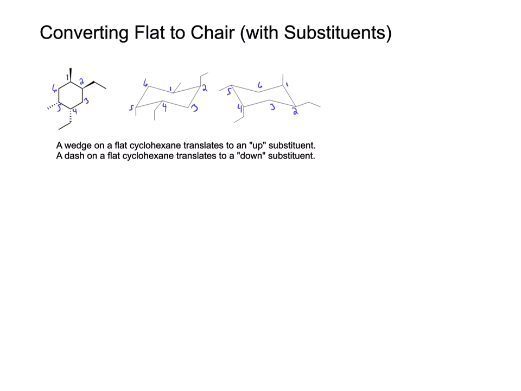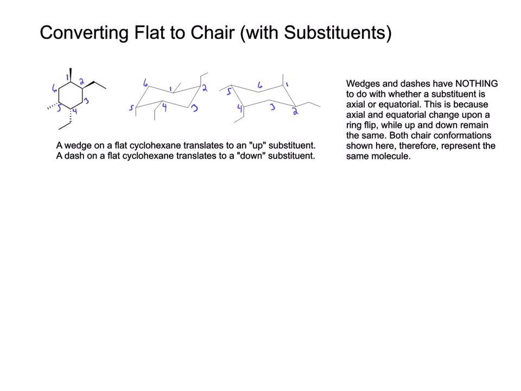Now we can also compare the 2 chairs to show that we did in fact follow the rules for the ring flipping. We have the mirror image, we rotated all the carbons 1 over clockwise, and anything that was up is still up, anything that was down is still down, and only axial and equatorial changed.